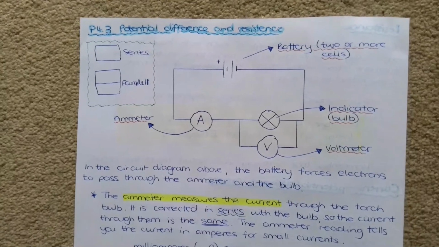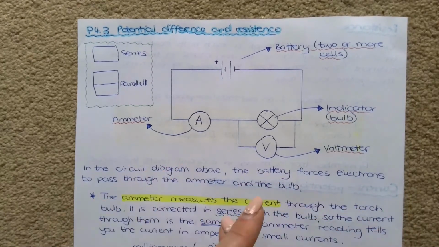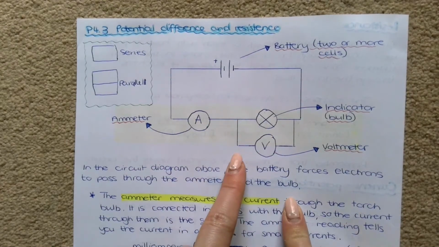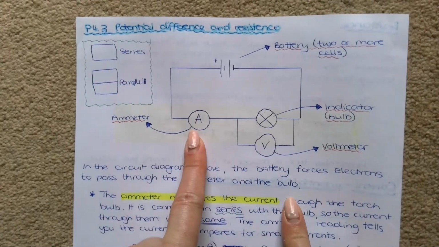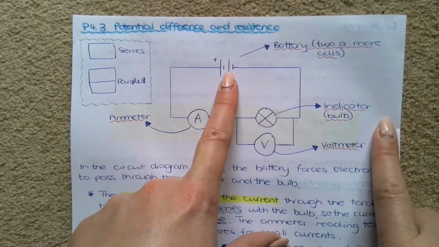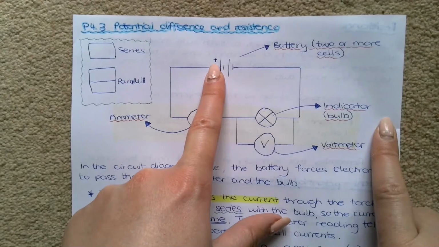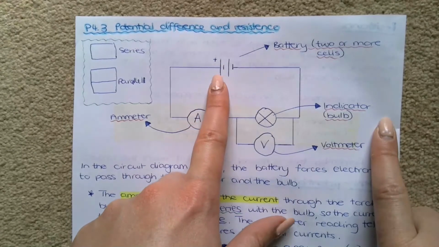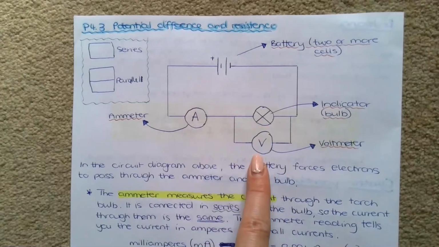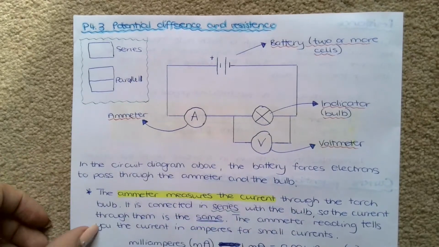Okay, so I'm just going to start off by showing you a circuit diagram. We can see some of these components are in there. They should be familiar to you from last lesson. This symbol represents the ammeter. This represents a battery because there's two cells joined together. This is the positive terminal, where the bigger line is. We have an indicator, which is often a bulb, and we have a voltmeter, which measures potential difference.